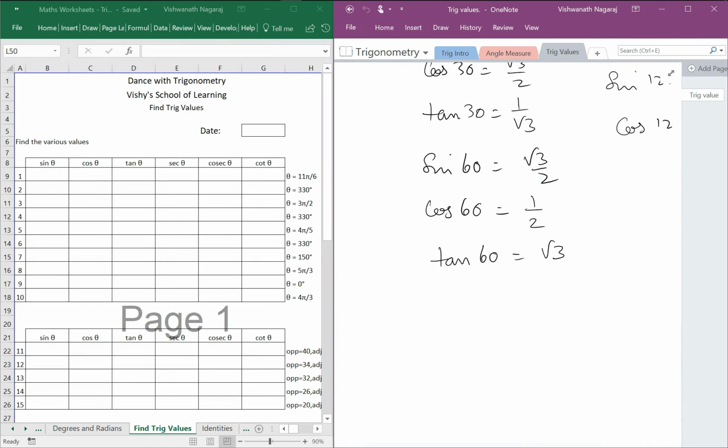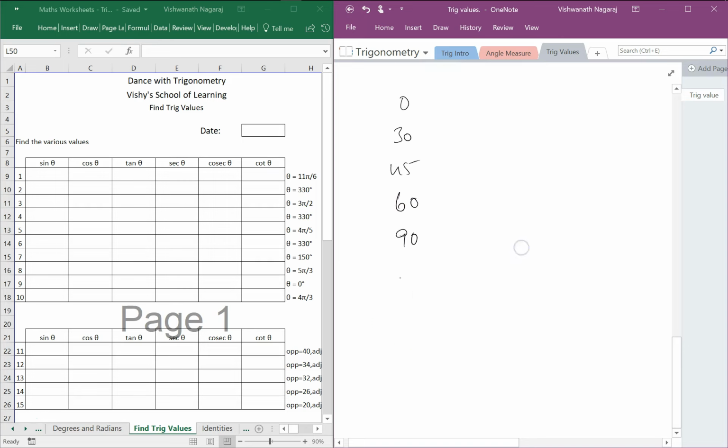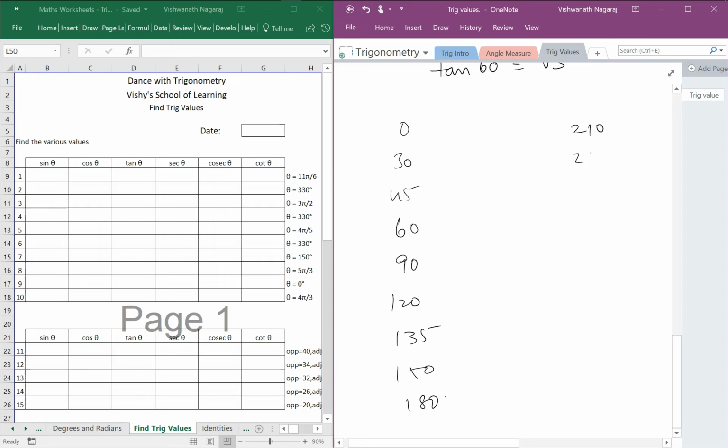These angles that are given, I have been talking in terms of degrees. You should also know it in terms of radians. Now in the unit circle, what are the angles we had looked at? 0, 30 degree, 45 degree, 60 degree, 90 degree, 120 degree, 135 degree, 150 degree, 180 degree, 210, 225, 240, 270, 300, 315, 330, 360.